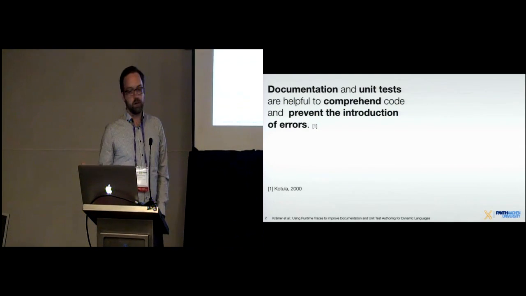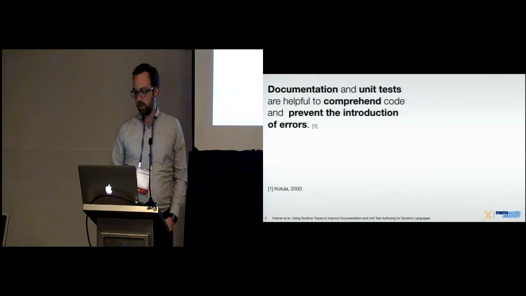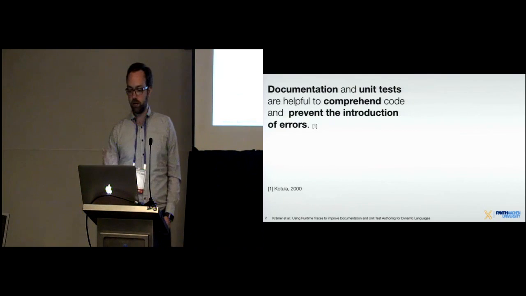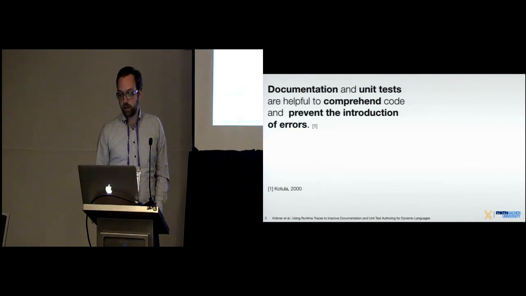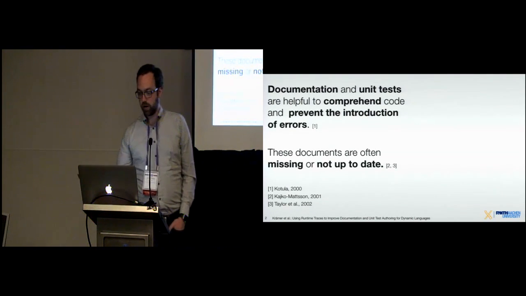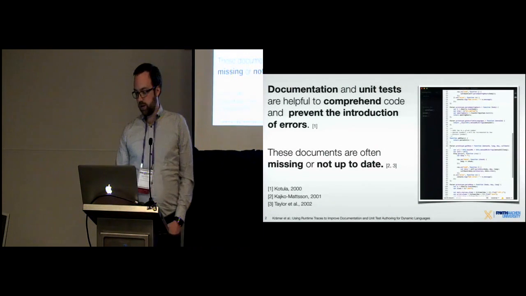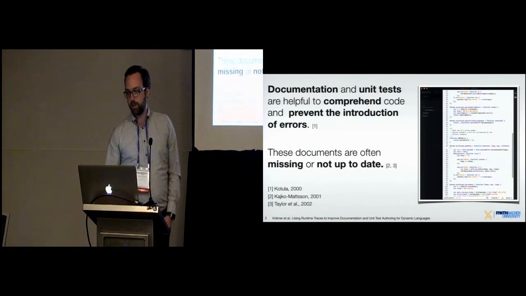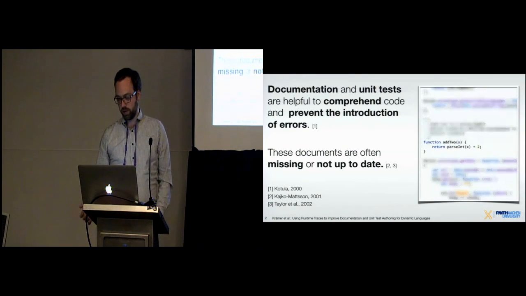So we know from related work that documentation, and for dynamic languages that includes type annotations, and unit tests are helpful to comprehend code and to prevent introducing errors after making changes. But we also know that these documents are often missing from the code or are not up to date. And we believe that part of this problem is in the interface design of current development tools and, as we've heard in the first talk, in the effort required to create these documents.